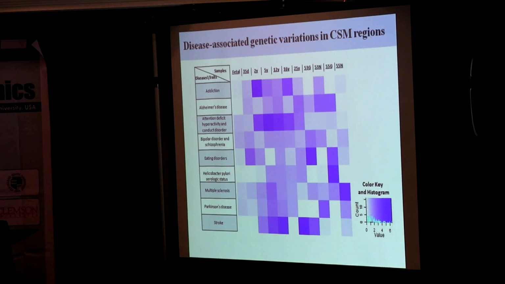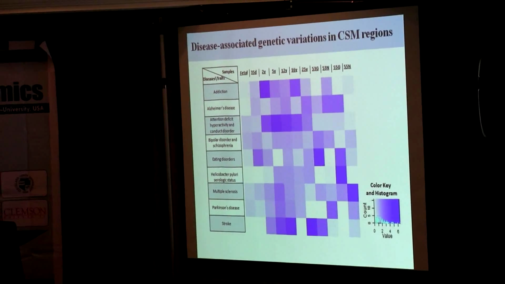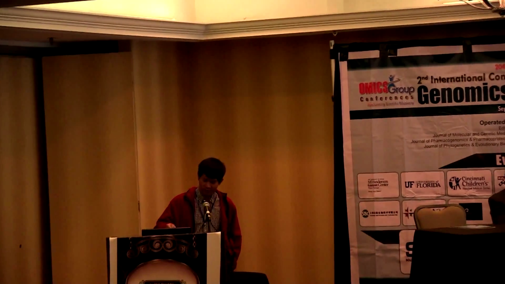And the last thing we try to do is ask, if these regions are so critical to brain development, are they associated with human disease? Nowadays, and I think today we already had quite a lot of talks about genetic variation. In the past couple of days, you hear a lot about genetic variations.